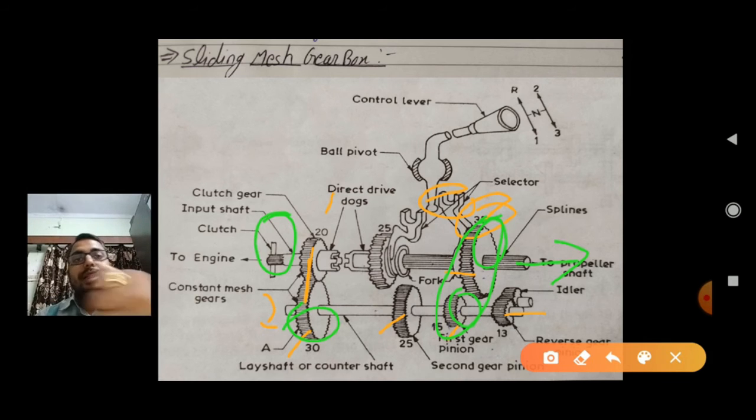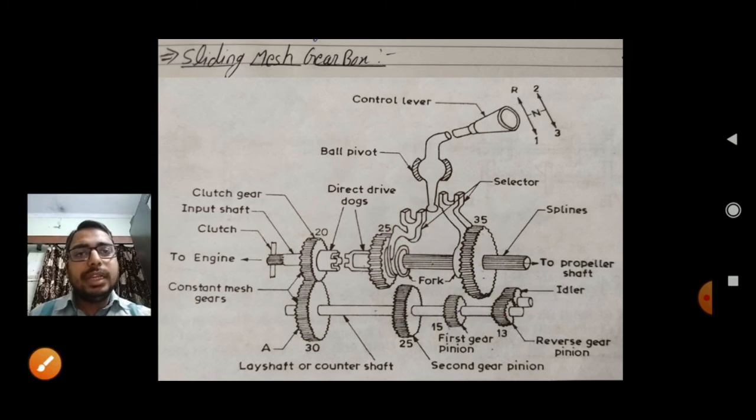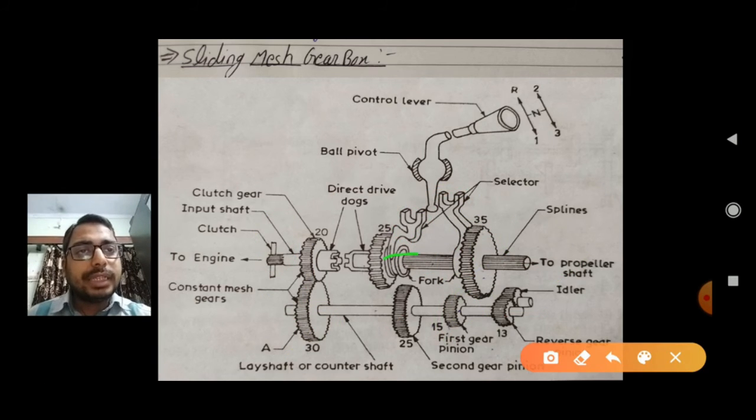When you apply second gear, you again remove the control lever from selector 1 and attach it with selector number 2. In this case, attaching selector number 2, you slide it in the rightward direction. When you slide it in the rightward direction, it is attached with gear number 2, and due to the rotation of this gear, rotation is provided to this 25 teeth gear with the same speed.